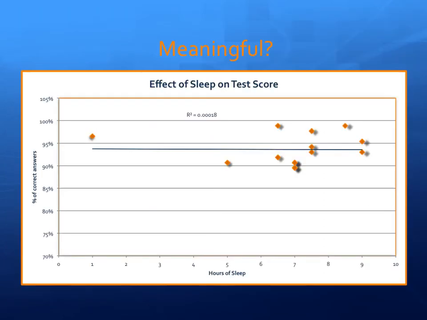So, as we look at this particular XY scatter plot here, we see that on the one axis here we have hours of sleep. That's our independent variable, and the dependent variable here is the percentage of correct answers on a test. And what we see is we have a linear regression line that's being put in here by the computer or the scientist, and they have posted the R-squared value.